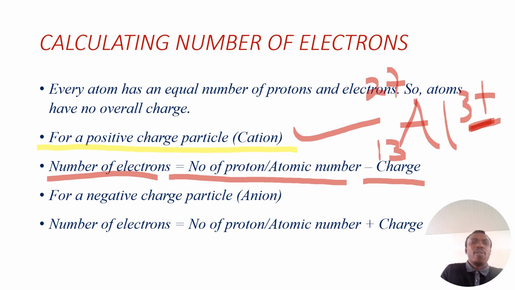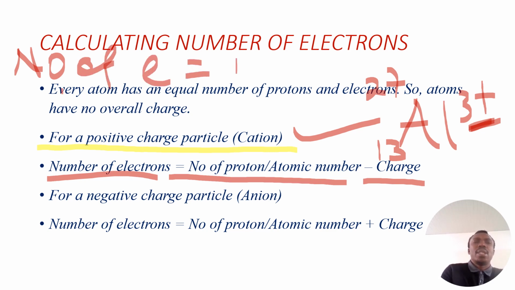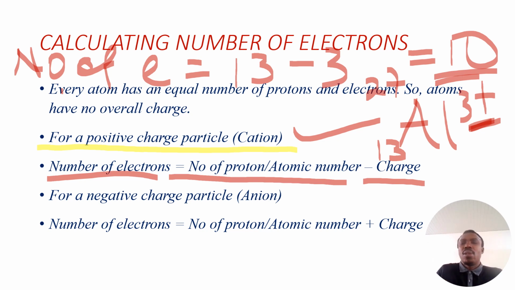So how do we get the number of electrons? The number of electrons will be equal to the number of protons, which is 13, minus the charge. The charge is 3. So 13 minus 3 is equal to 10. Therefore, the number of electrons is 10. So for a positively charged particle, the number of electrons is equal to the number of protons minus the charge, or atomic number minus the charge.